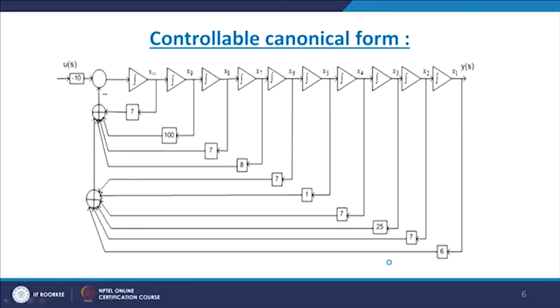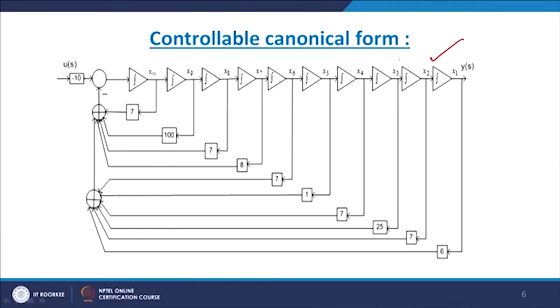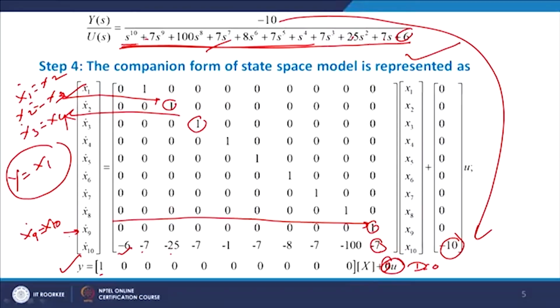Now this is the block diagram of the controllable canonical form, that is the companion form. As the order of the system is 10, how many integrators are required? We require 10 integrators: see here integrator 1, 2, 3, 4, 5, 6, 7, 8, 9, 10. And these elements are nothing but the coefficients of the denominator.